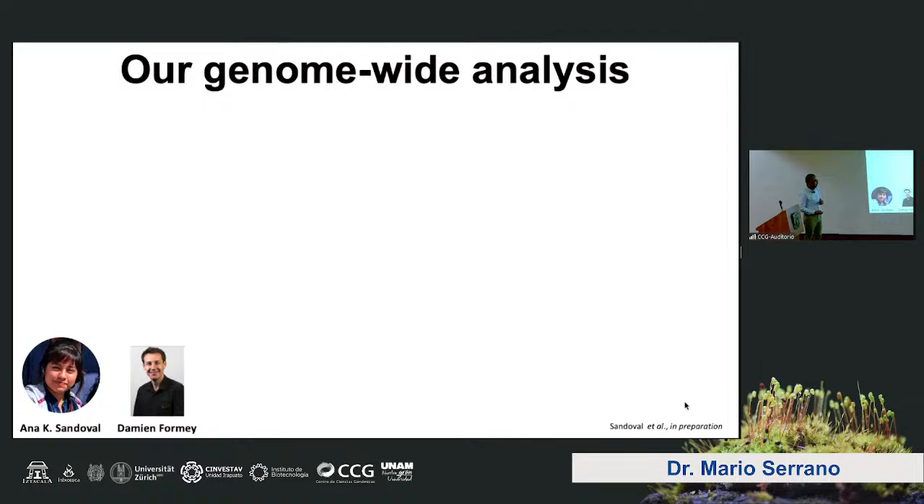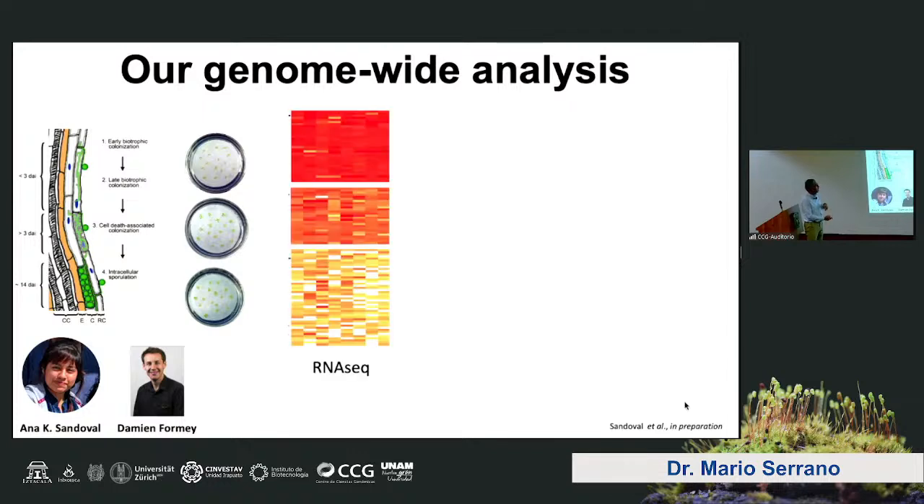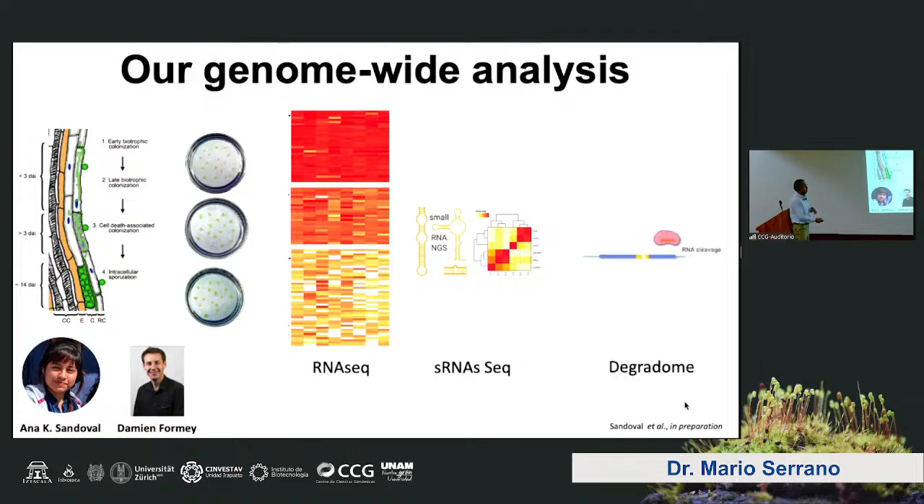So to do that, this is work from the group of Damian. This is a close collaboration with him, and was made by his student, Ana Karen Sandoval. And what we did was, okay, we know exactly the times when S. indica interacts with Botrytis. So we selected those time points to have the samples to perform the experiment for each time point. And then we made RNA-seq, we also sequenced the small RNAs, and we did the degradome.